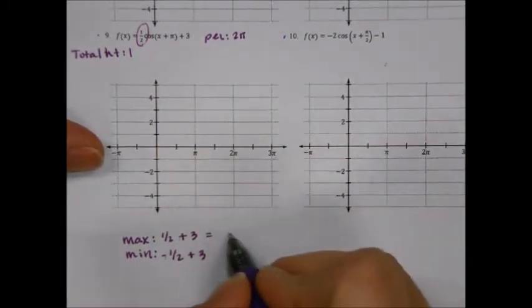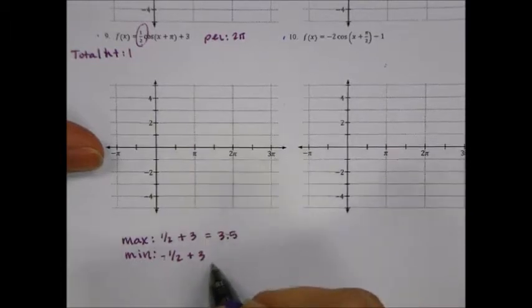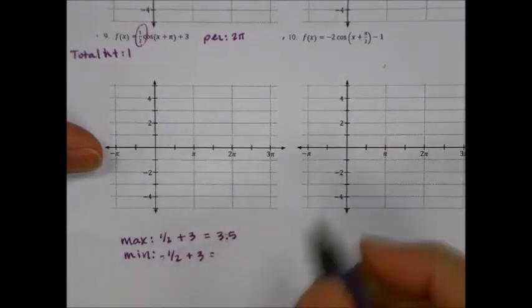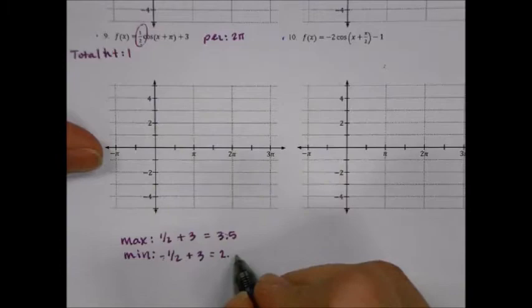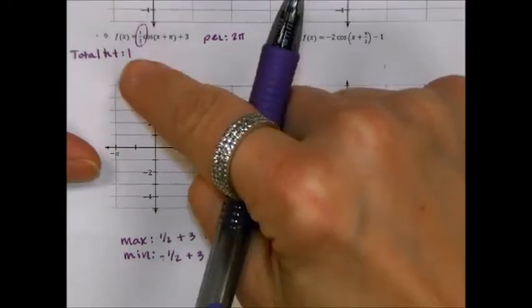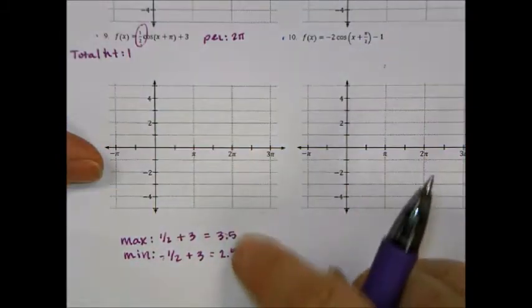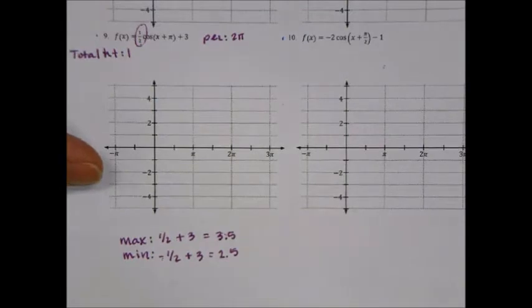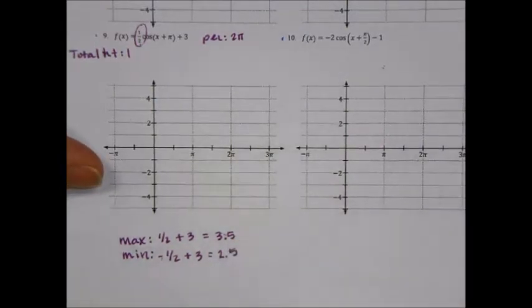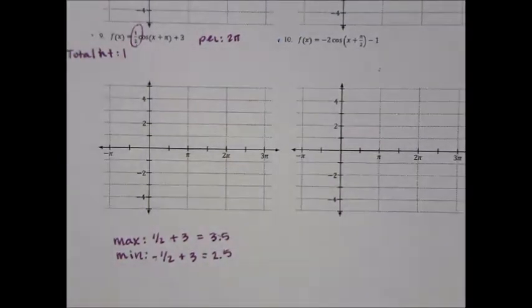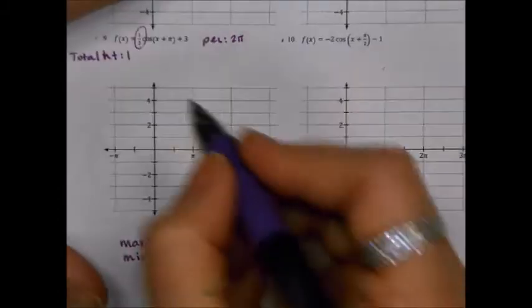3 minus 1/2, 2.5. And so sure enough, that's a total height or distance of 1 unit apart. Right in the middle, you'll have your equilibrium. So right at 3, that's where our equilibrium will be.